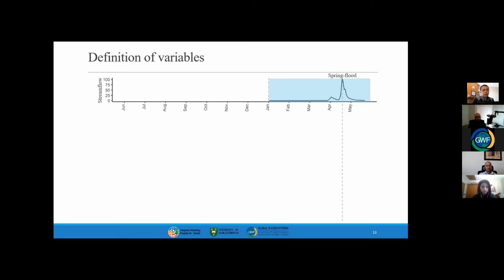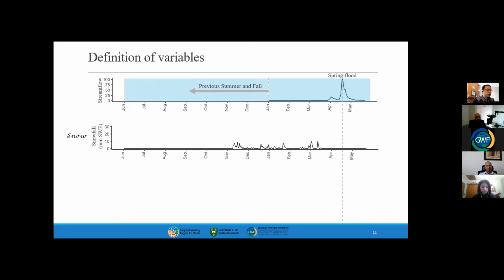So back to our example, this is the spring flood of the year 1997. And to investigate the conditions prior to this flood, we extended that period to the previous summer, fall, and winter. So the first variable that we have is the snow, and it's estimated as the accumulated amount of snowfall that falls from the 1st of October to the date of the spring flood. And that snowfall is estimated from the precipitation records, with the assumption that snowfall occurs when the temperature is below or equal to 0.